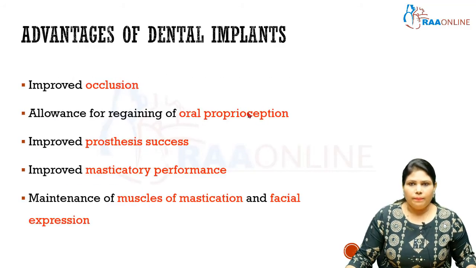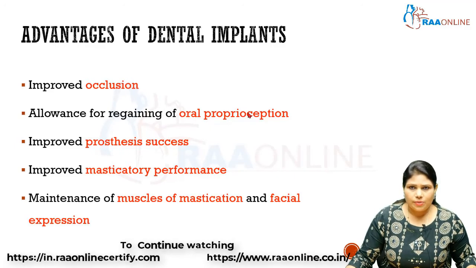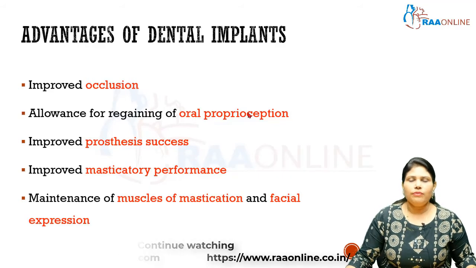Again, there is improved occlusion, and oral proprioception can be regained with the use of dental implants. There is improved prosthesis success when compared to a normal fixed partial denture or a removable prosthesis. Improved masticatory performance is definitely achieved with any kind of fixed dental prosthesis, and especially with implants, this is going to be at an increased performance. The maintenance of muscles of mastication and also the facial expressions can be achieved with the use of dental implants.